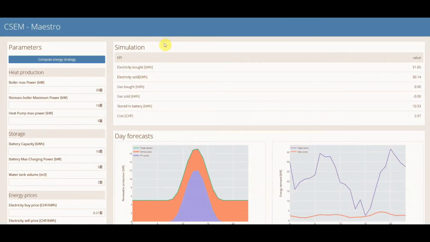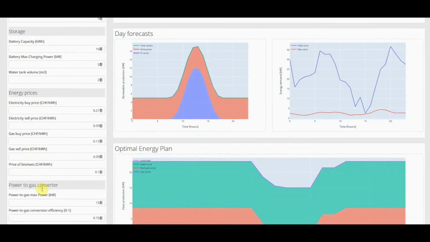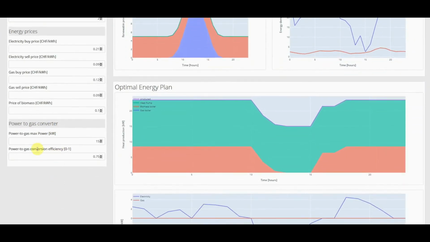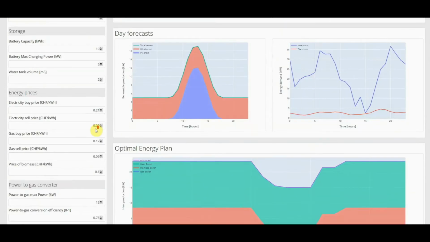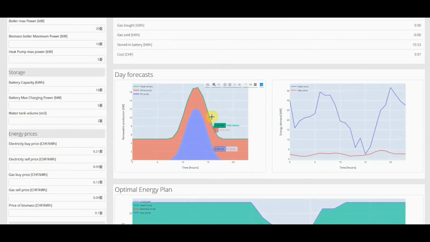So in this website, we have modeled a small energy district. It includes a small apartment building, different equipment to produce heat, including a boiler, a biomass, and a heat pump, different storage, including a battery and a water tank, a power to gas converter. That's a system that can produce gas by using electricity. And finally, solar panels and the small wind turbines.